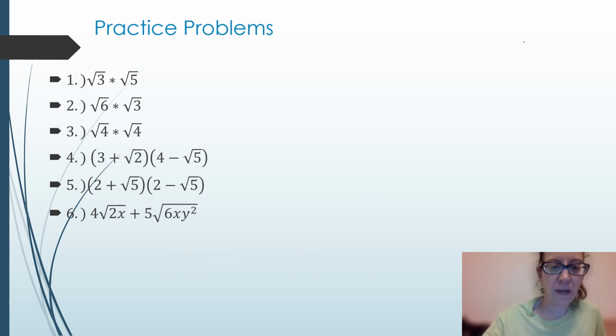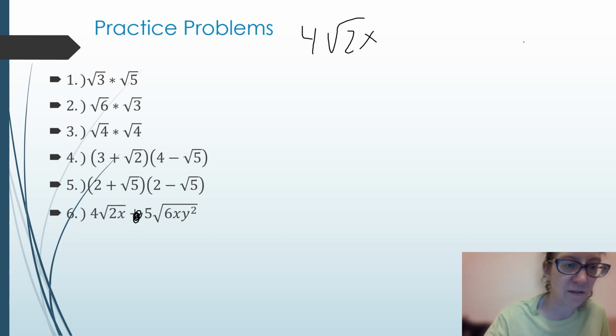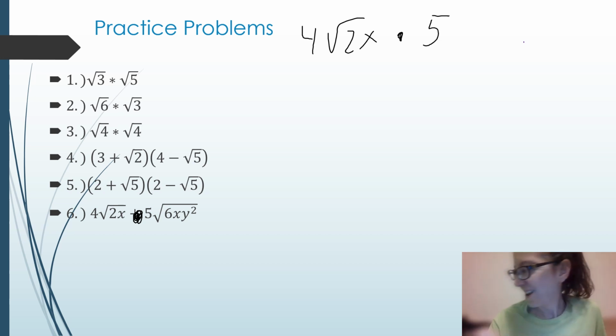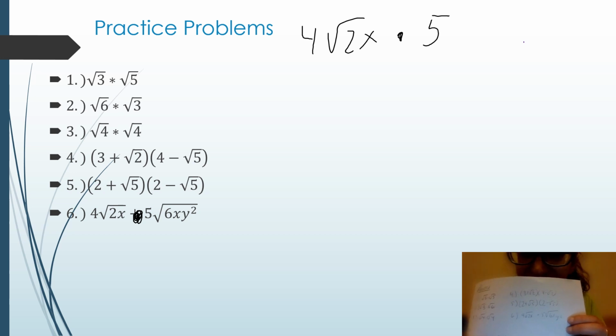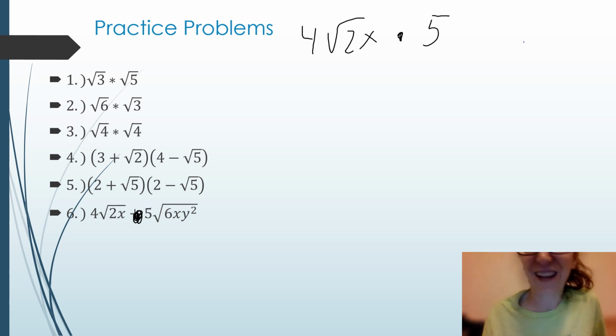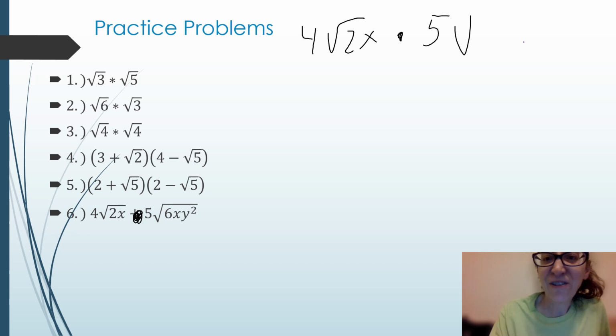And this one should be interesting. I like fun problems. We have 4 root 2x. Oh, shoot, that should be a times sign. Times sign. If that bothered you, now you know why it bothered you. I have it on my page here. It's not that you can see it, but it is written correctly on my page there. I just typed it wrong. Note to self, fix that before you teach this in class.